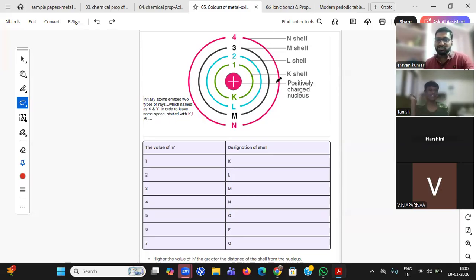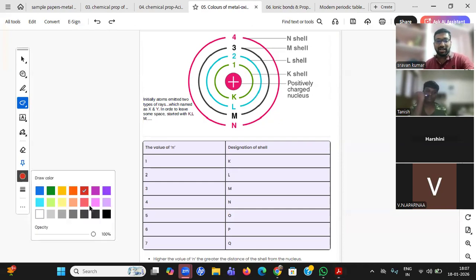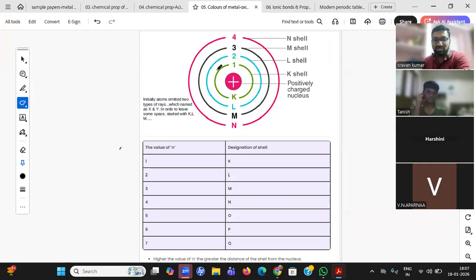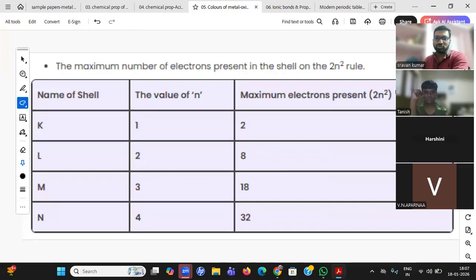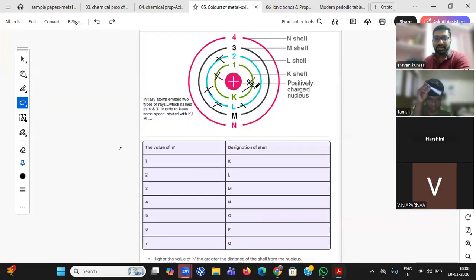Now the first shell is known as the K shell, then L, M, N. K L M N. Sir, how many electrons are arranged in one particular shell? You see, this is small, so how many electrons? Two. This is somewhat big. How many electrons? 2, 8. Like that. So what is the formula? The formula is 2n squared. K shell, its n value is 1. 2 into 1, 2. So in the K shell, only 2 electrons can be arranged.